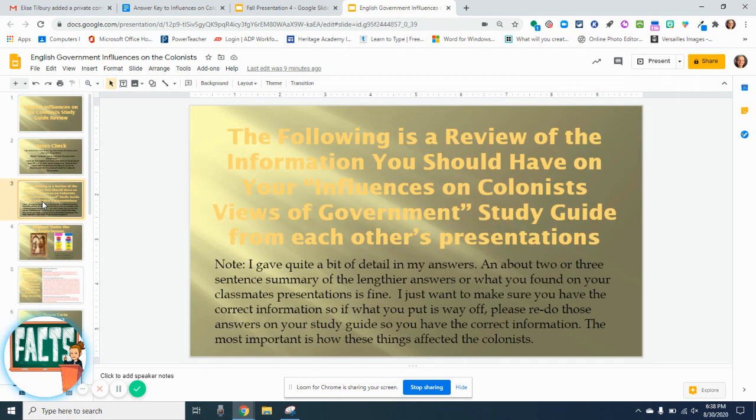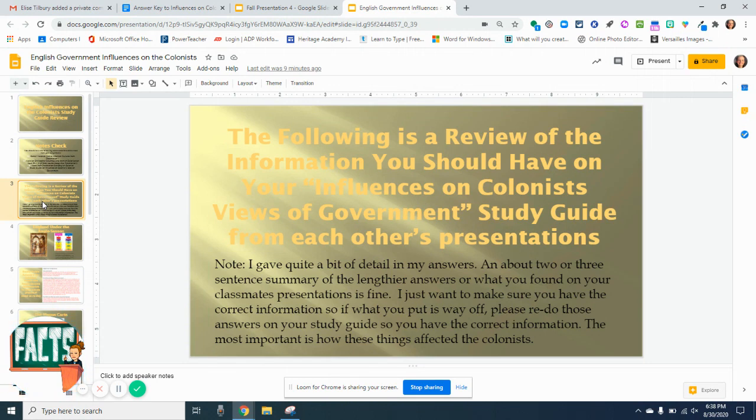So the following, again, is a review of the information you should already have on your influences on colonist views of government study guide from each other's presentations. So you should have found this information on each other's presentations. I'm just going over it again with you to make sure you have the correct information. I go into quite a bit of detail in my answers just to make sure that you have a thorough understanding of the background information.